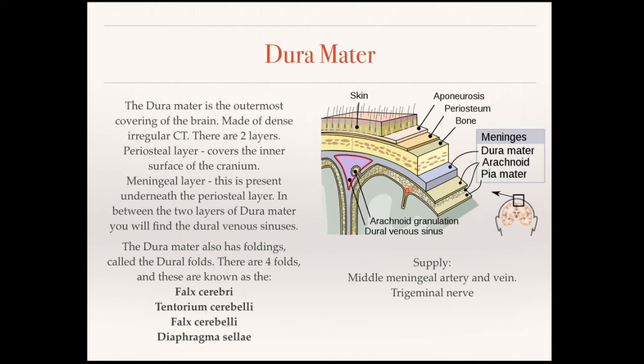The Dura Mater also has foldings called the dural folds. There are four folds, and these are known as the falx cerebri, tentorium cerebelli, falx cerebelli, and the diaphragma sellae. The arterial supply and the venous supply of the Dura Mater are from the middle meningeal artery and vein, and the nervous supply is by the trigeminal nerve.